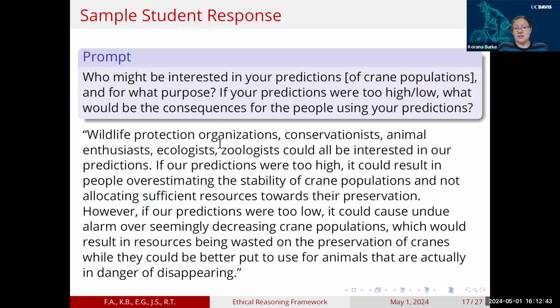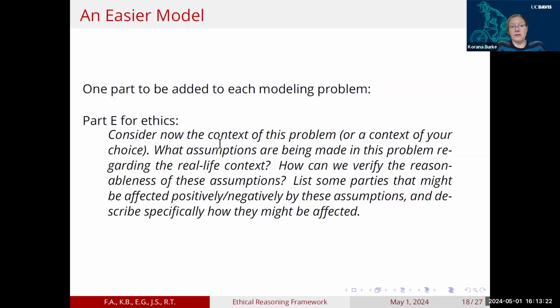And it's clear that for this student who wrote this kind of reflection, this problem hits home much more than if we had just asked them a standard question about, here's the data set, figure out the model and make predictions. So what we are arguing, as Jeremy alluded to earlier, is that it's really easy to add to all of our mathematical modeling problems this part that we're calling, on the next slide, E for ethics.